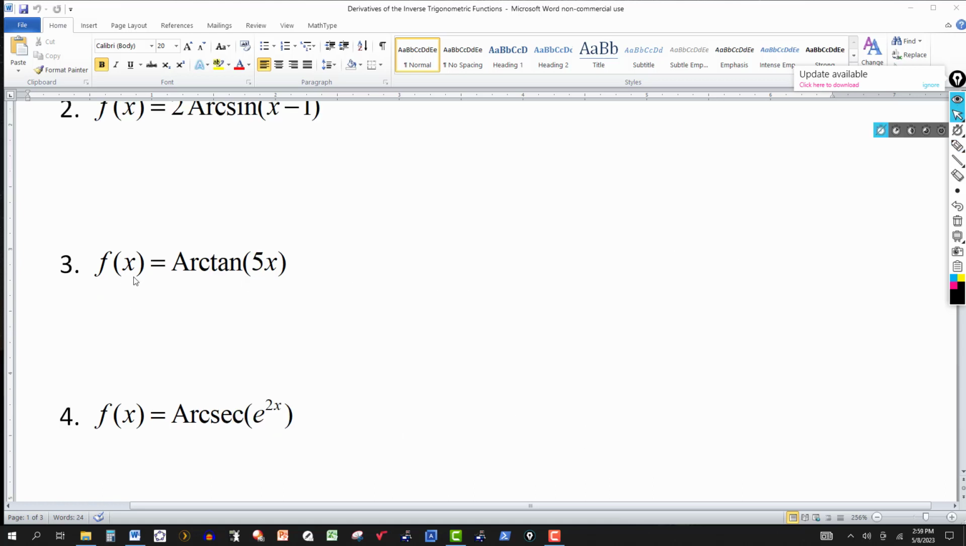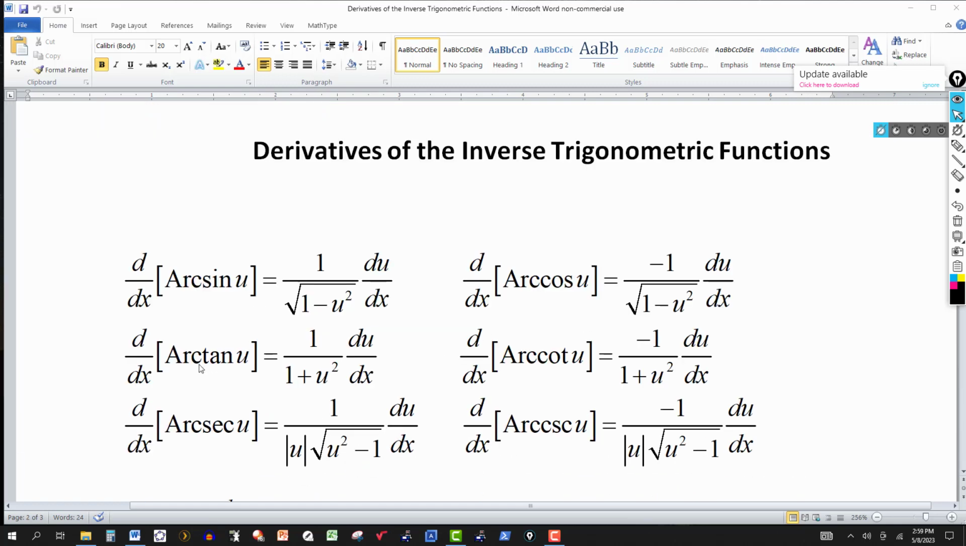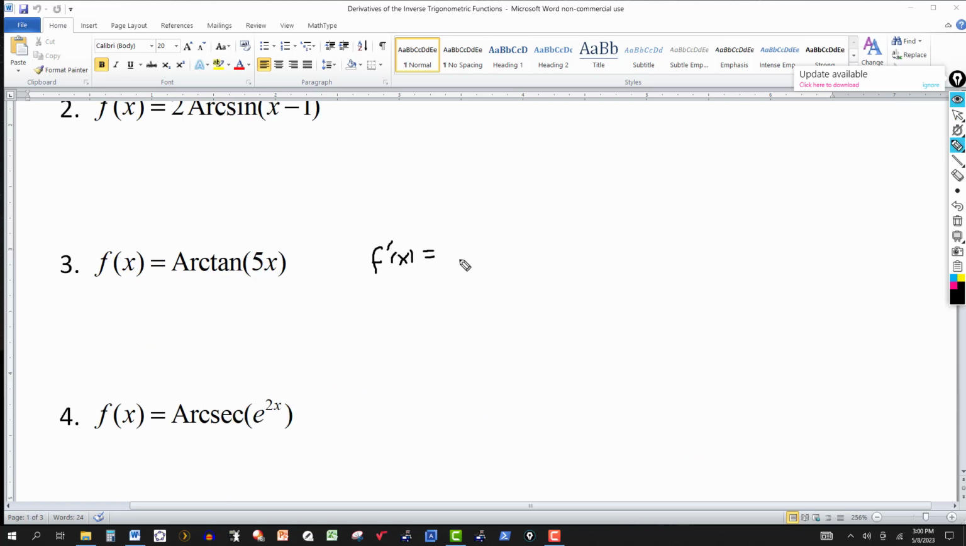Okay, for the third one here, f of x equals arctan of 5x. So refer to this. Arctan of u, derivative of that is 1 over 1 plus u squared times the derivative of u with respect to x. So the derivative here then is 1 over 1 plus u, which is 5x, squared, you get 25x squared, times the derivative of u, that's 5. So the final answer is 5 over 1 plus 25x squared.